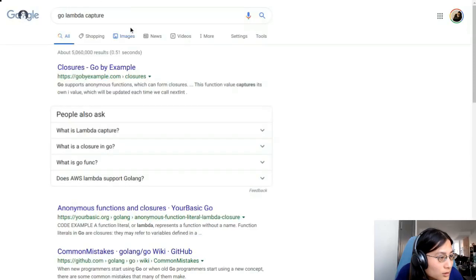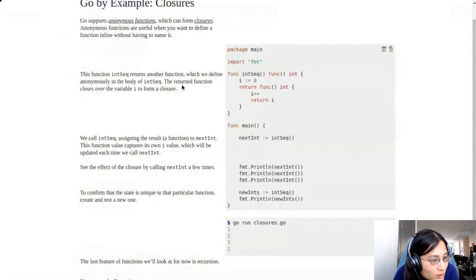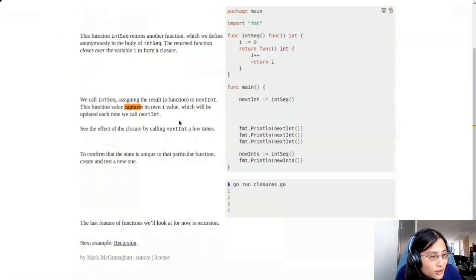I did. Function captures its own I value.